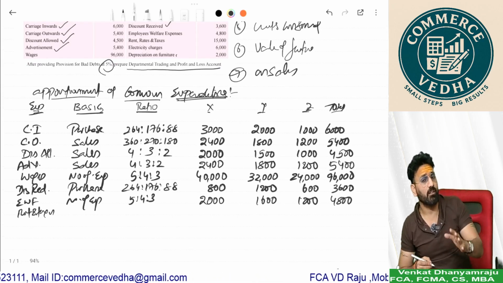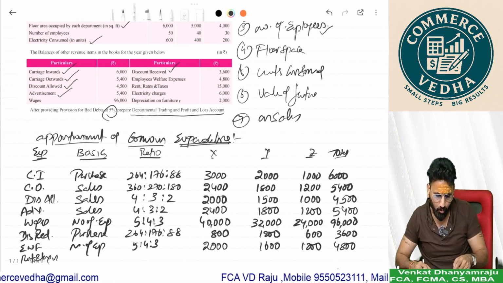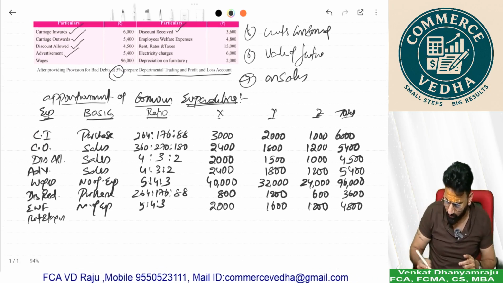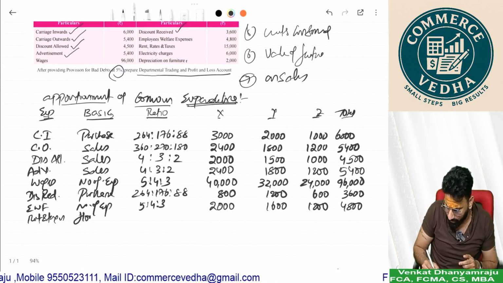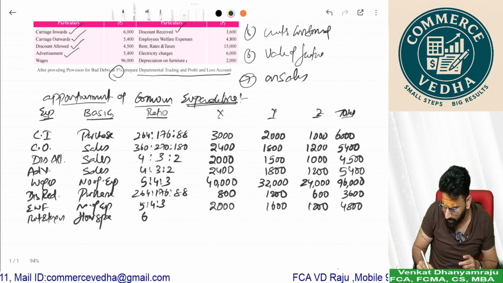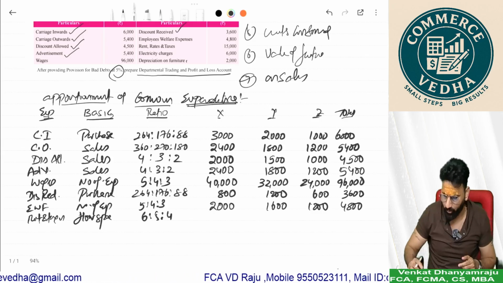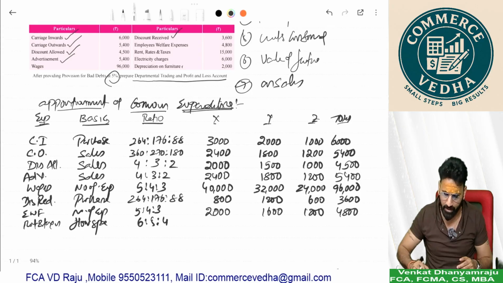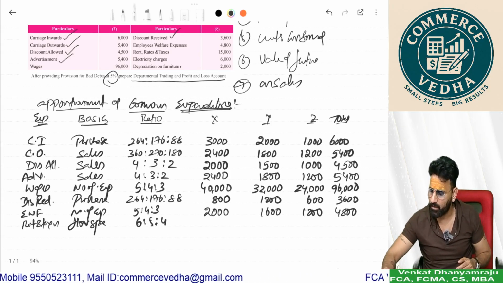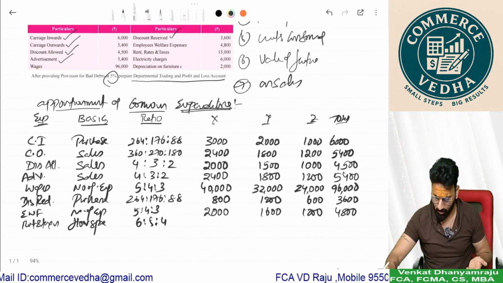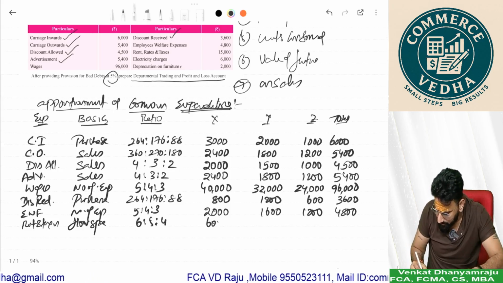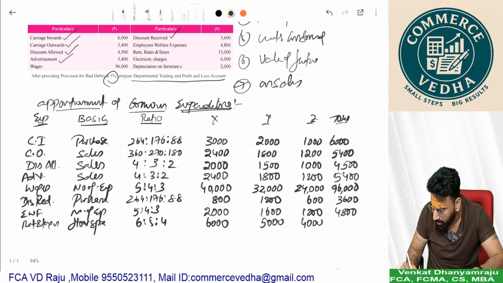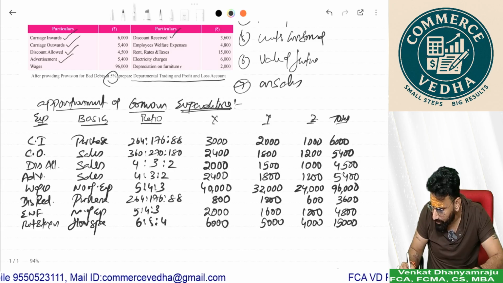Now comes rent, rates and taxes. Rent, rates and taxes are generally based on the floor space occupied. Given here 6000 square feet, 5000 square feet, 4000 square feet. I am writing here floor space 6, 5 and 4. 6 is to 5 is to 4. 6 plus 5, 11 plus 4, 15. So now 15,000 by 15 is 1000. 1000 into 6, 6000, 5000 and 4000. Total 15,000.